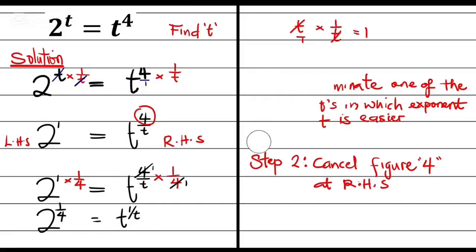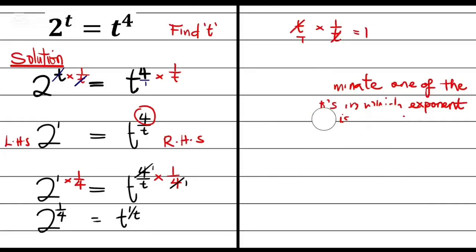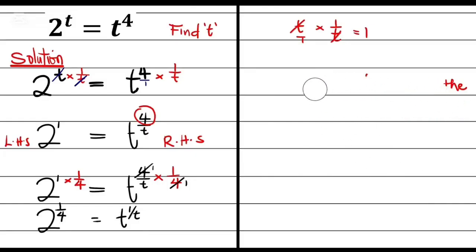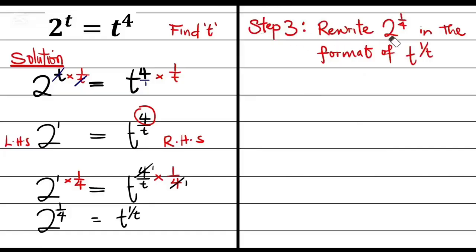And the next thing I'm going to do now is to rewrite what is at the left hand side in the same format as what is at the right hand side. This is what I call step number 3. Rewrite 2 raised to the power of 1 over 4 in the format of t raised to the power of 1 over t. And that's exactly what I'm going to do.